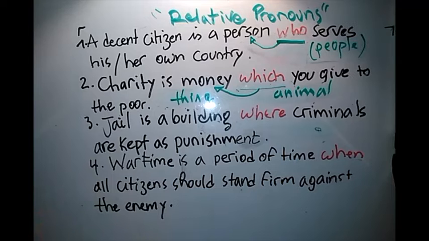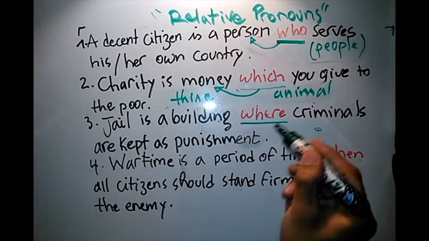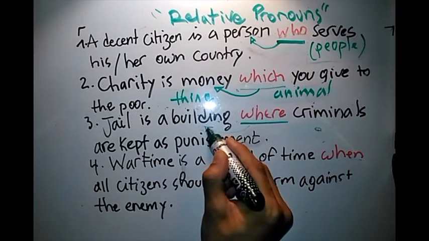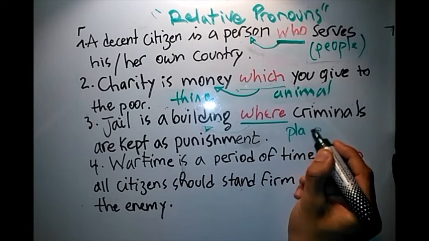Sentence number 3 says, jail is a building where criminals are kept as punishment. The relative pronoun used in the following sentence is where, and it refers to a building. Of course, it is a place.